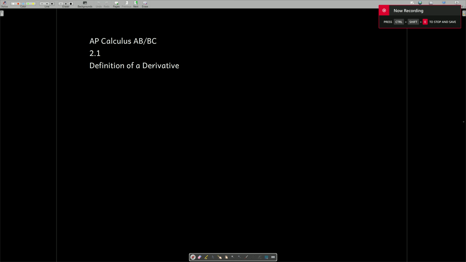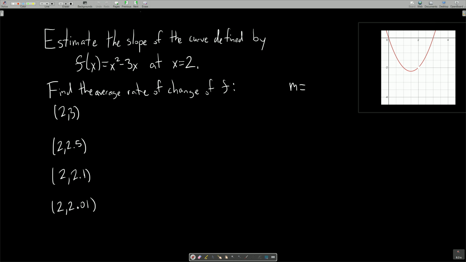Definition of a derivative. So we're going to start by estimating the slope of x squared minus 3x at x equals 2. And that's at this point right here. So we're going to try to find the slope at x equals 2.